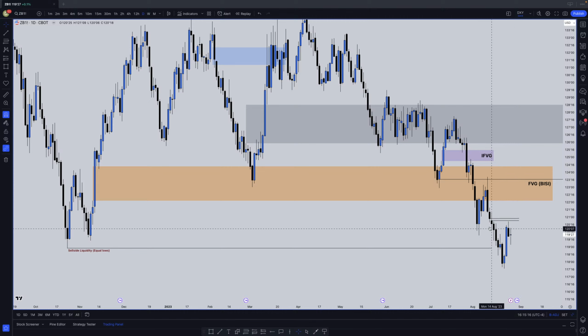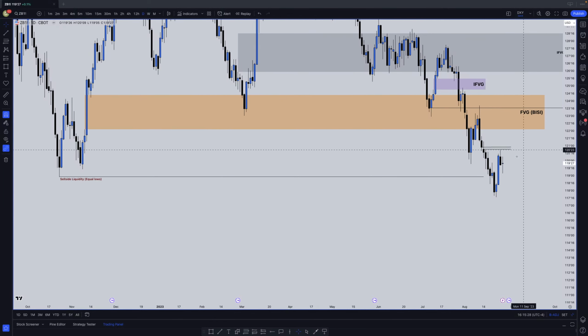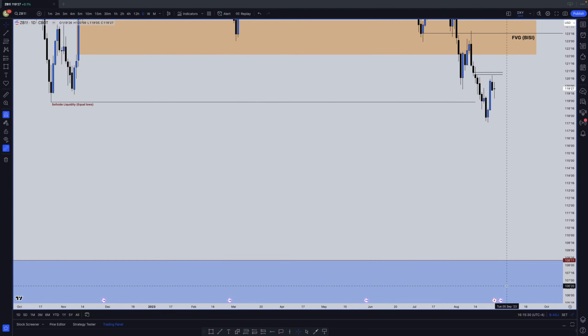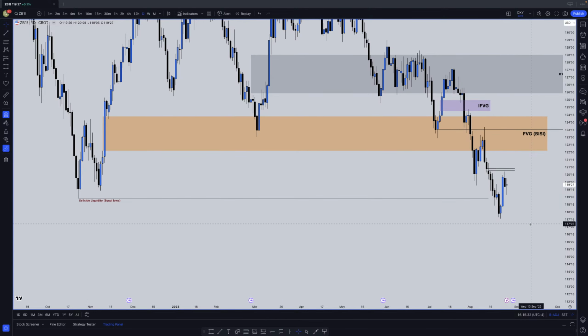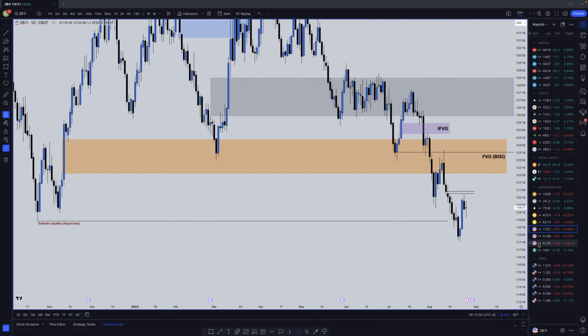I do not want to see us get above these last two down close candles. If we trade there, then that's where I would expect a sell-off. However, I would prefer to see some of this fair value gap here left open and treat it somewhat as a measuring gap to the discount objectives that I'm looking for down here. So that's what I'll be looking at on this week in bonds.